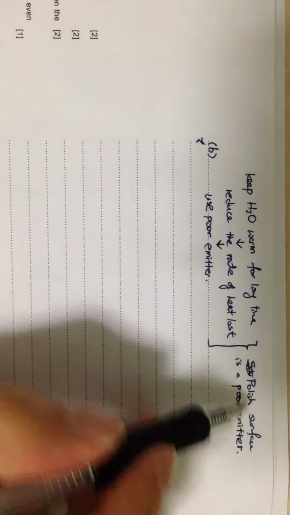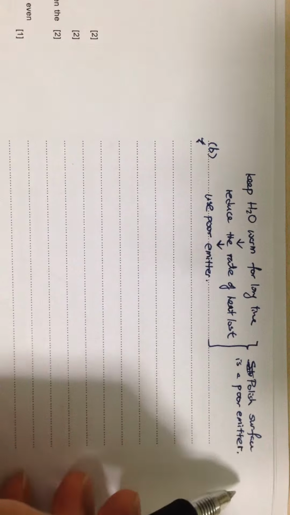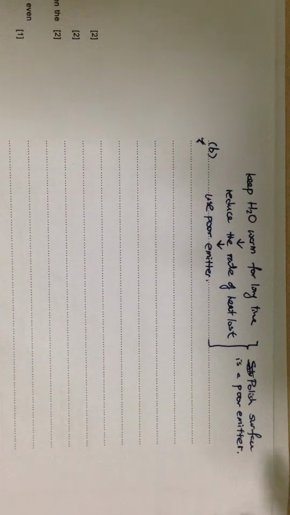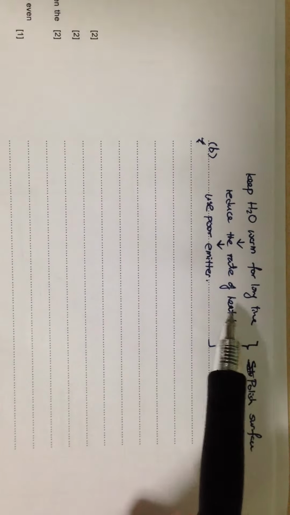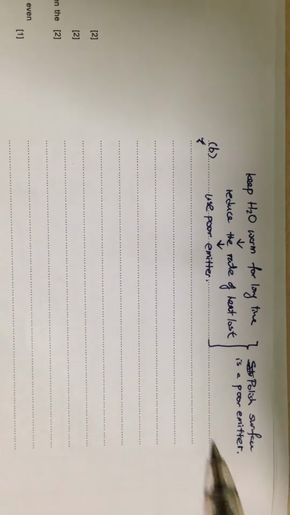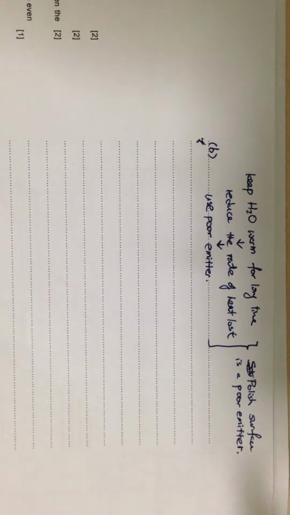Some students will write polished surface is a poor emitter and a poor absorber. But why do you want to mention absorber? If you write down poor absorber, it indicates to the marker that you have no idea on the direction of heat transfer. Are you losing heat or are you gaining heat? Once you put absorber, you are implying that you are absorbing heat, which indicates that you have no idea what's going on and therefore you'll be marked down.